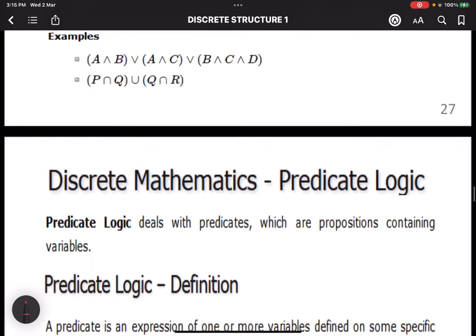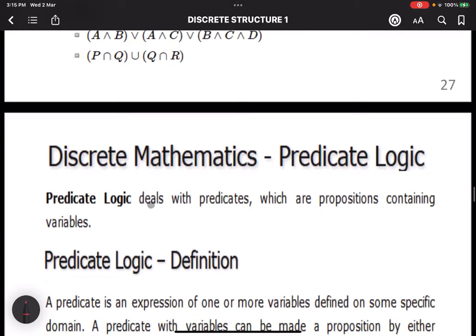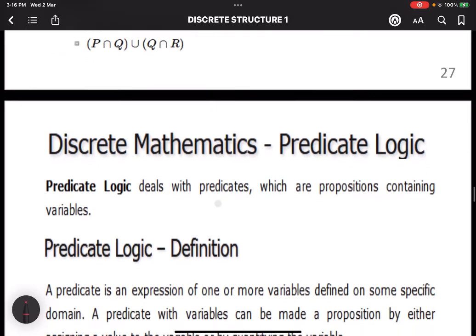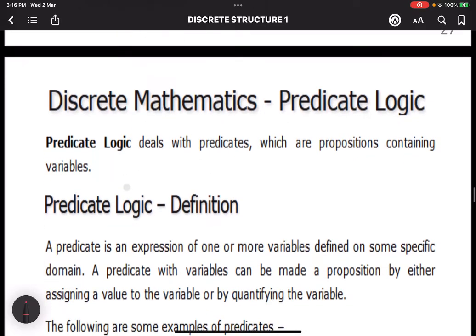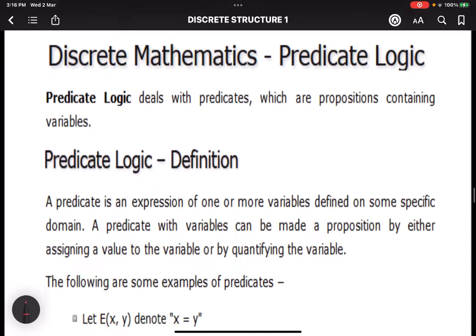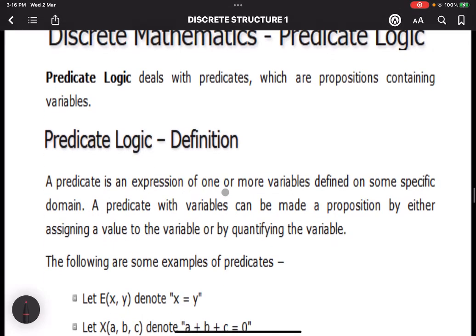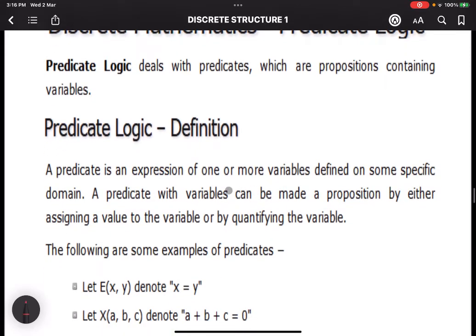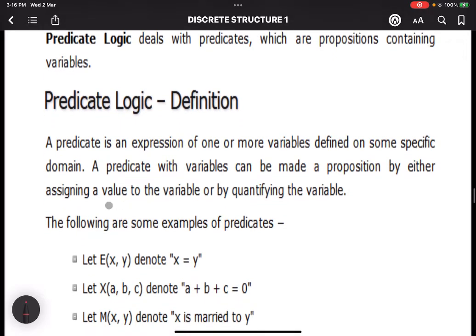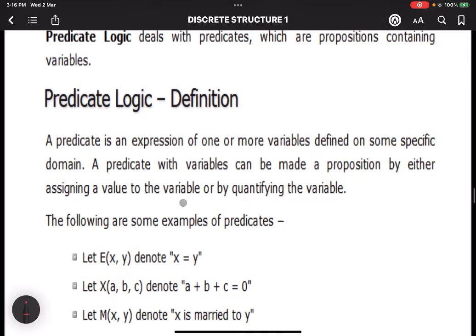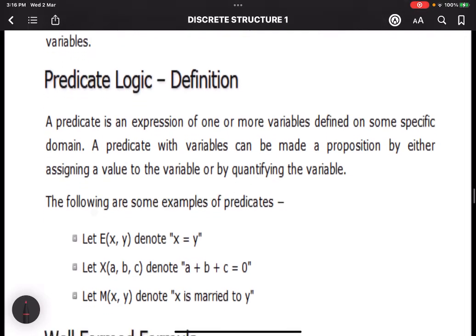We go now with predicate logic. Predicate logic deals with predicates, which are propositions containing variables. So it is a proposition that has variables. Okay? A predicate is an expression of one or more variables defined on some specific domain. A predicate with variables can be made a proposition by either assigning a value to the variable or by quantifying the variable. The following are some examples of predicates.